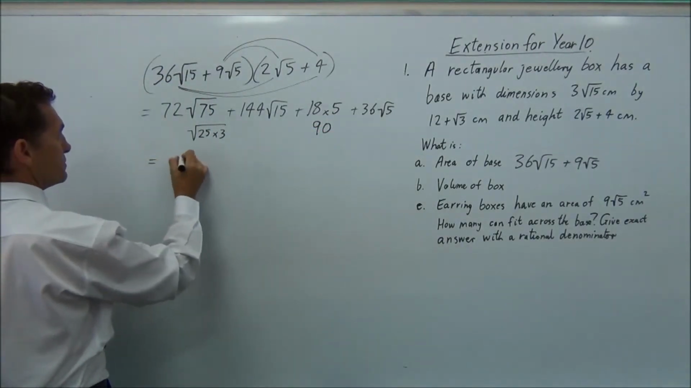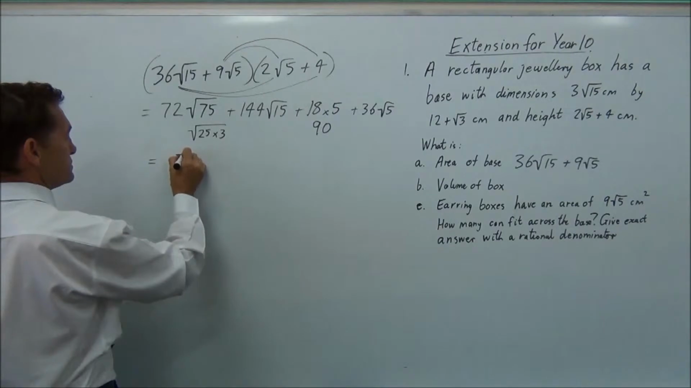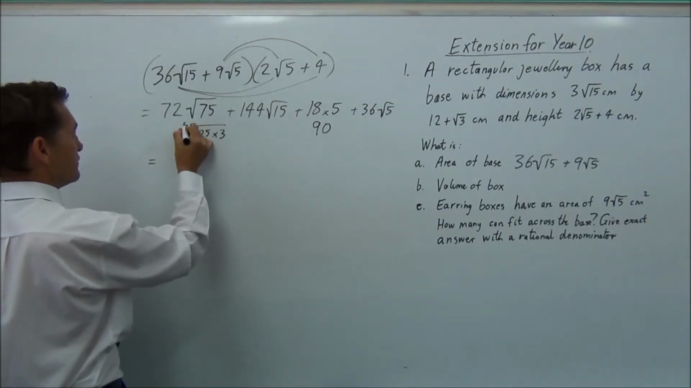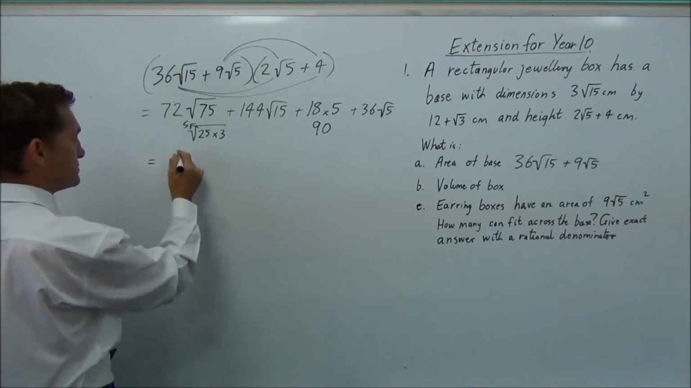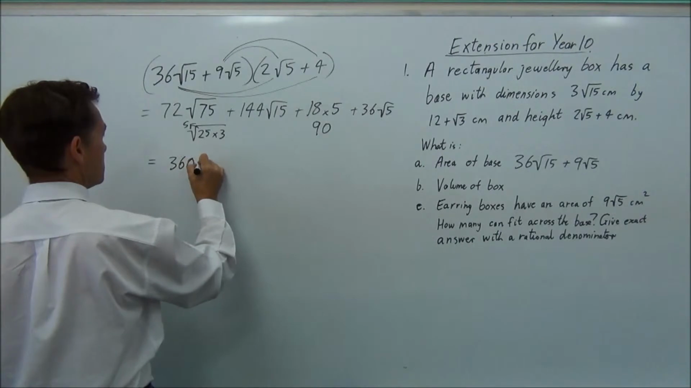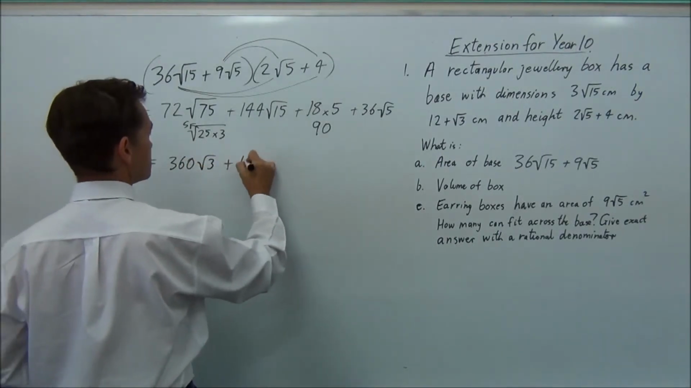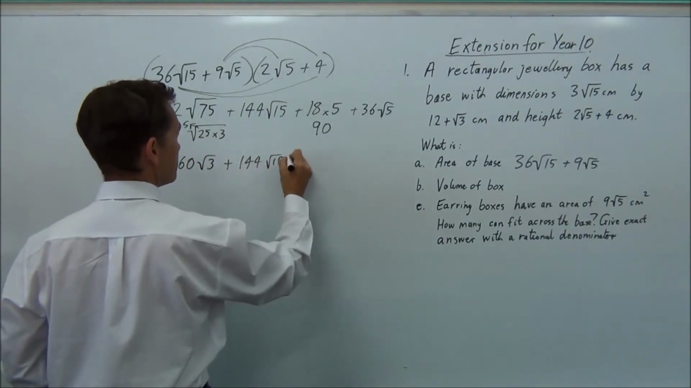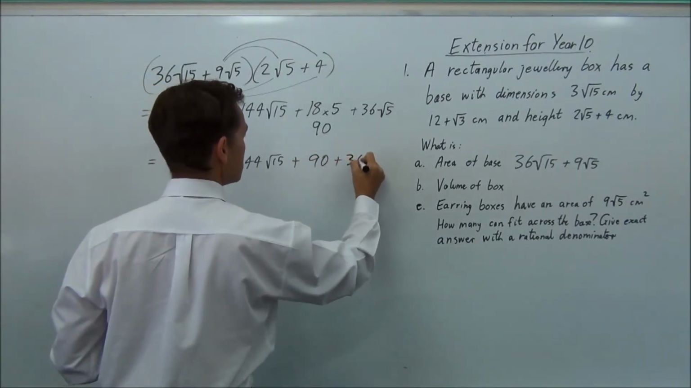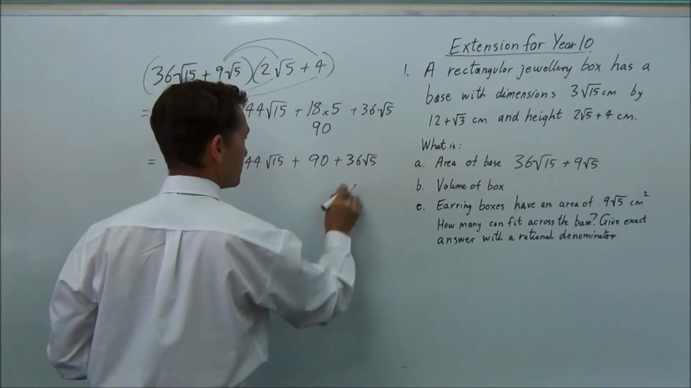Okay, so that will equal 72, oh sorry, we're going to take the 5 out, we're going to take 5 out, and get 5 times 72, and what do we get for that, 360? Root 3 plus 144 root 15, plus 90, plus 36 root 5.